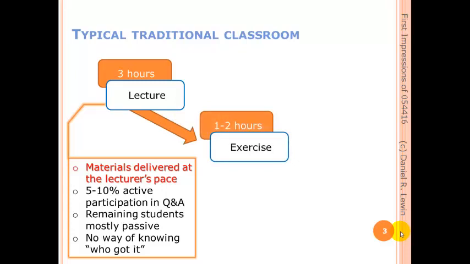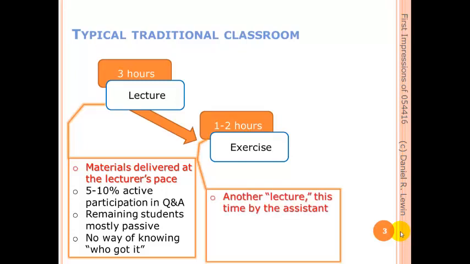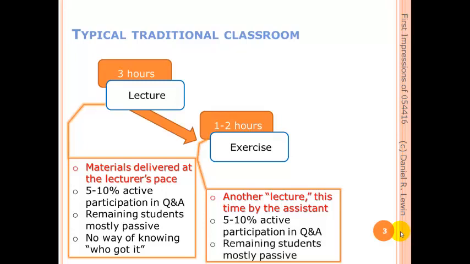This is followed by an exercise session of, say, 1 to 2 hours, where the students now hear another lecture, this time from the assistant, and again with perhaps 5 to 10% participation in Q&A, maybe the same 5 to 10% we saw active in the lecture. Once again, most of the students are passive observers in the learning process.